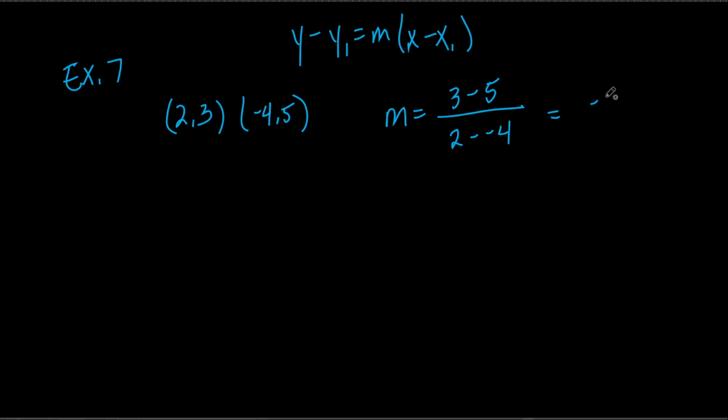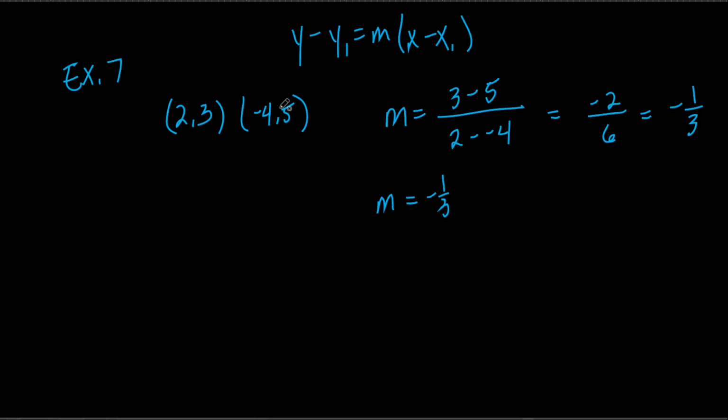So what does that give us? That gives us negative 2 over what? 6, right? And reduce it. Always reduce it. It's negative 1/3. So that's my slope. My slope is negative 1/3. Now what we can do is now we can find the equation of a line. Watch how easy it is.